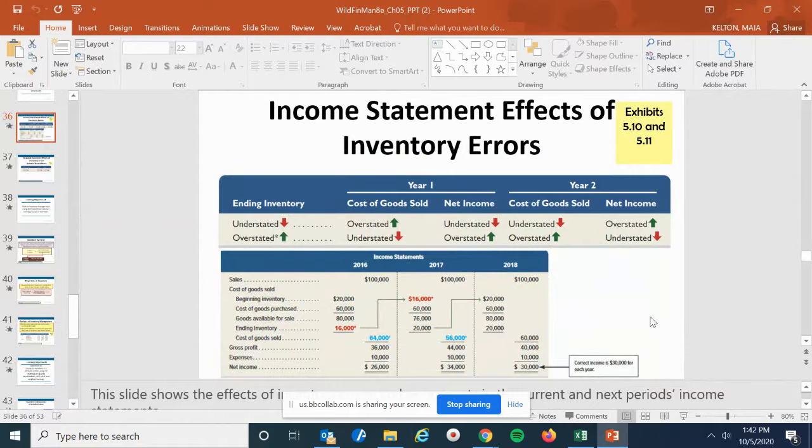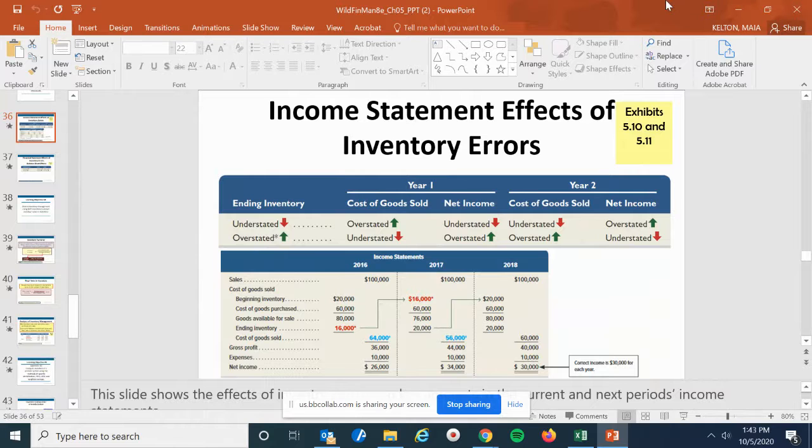A couple of other things from chapter 5 that you need to be familiar with. You need to know that if the company makes an inventory error, it affects both the balance sheet and the income statement. So slide 36, especially when you guys are working problems, is a very useful cheat sheet for you when trying to determine whether an inventory error overstates or understates the balance sheet and the income statement. So that's all I have for today.